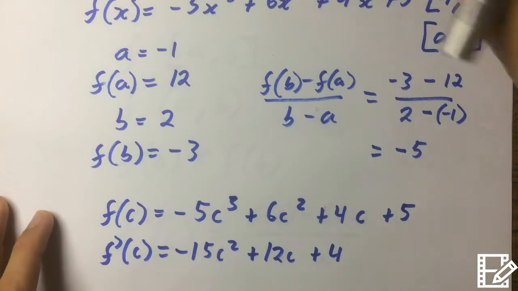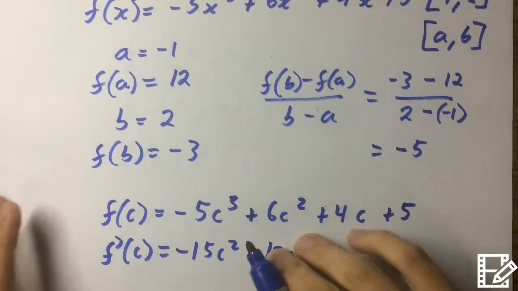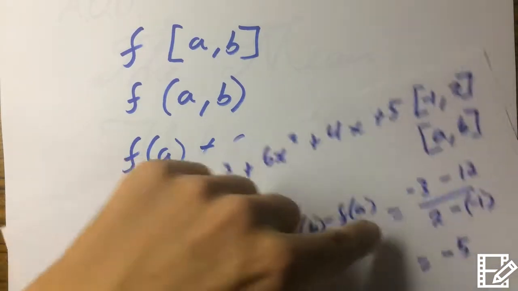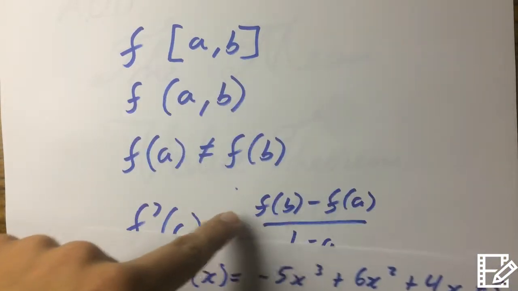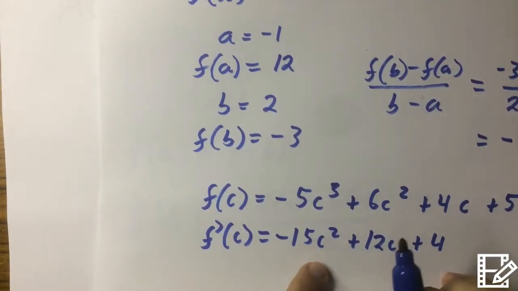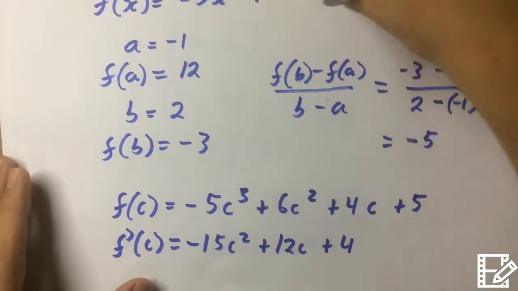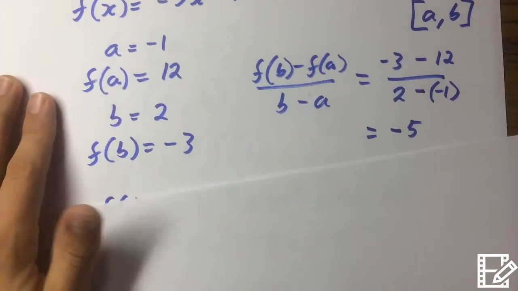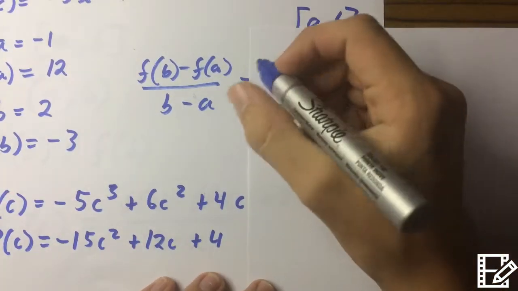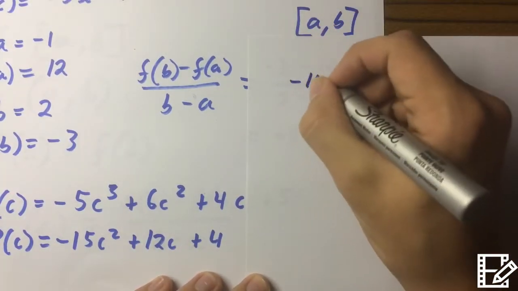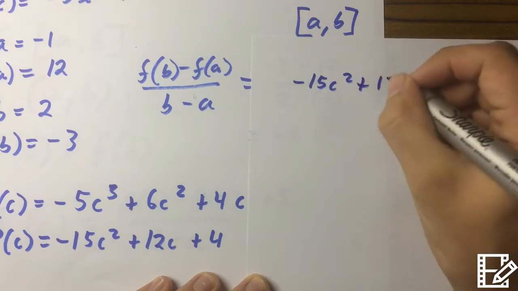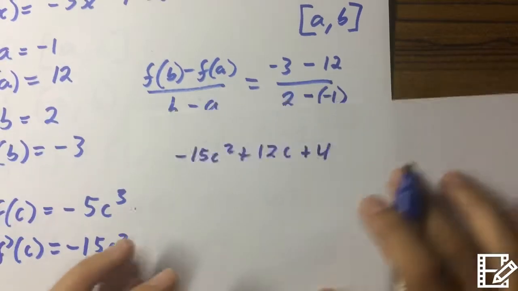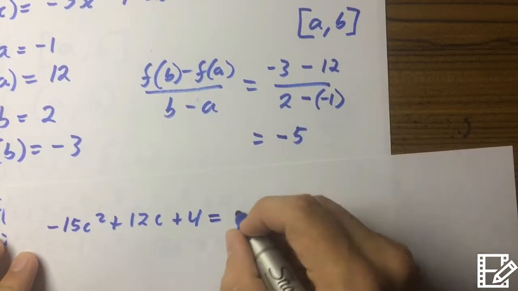Okay, so we have this bit and this bit of the formula. This side is equal to negative 5, as shown here, and this side is equal to this. So I'm going to put them both together. That'll be negative 15c squared plus 12c plus 4, and that equals negative 5.